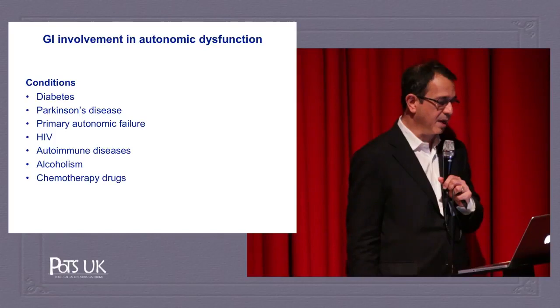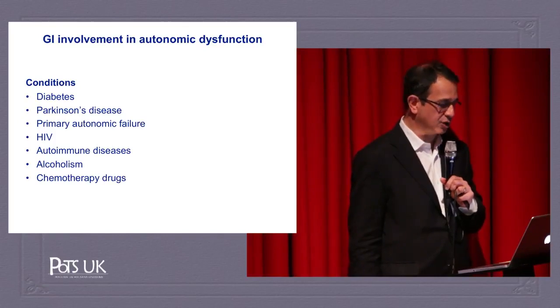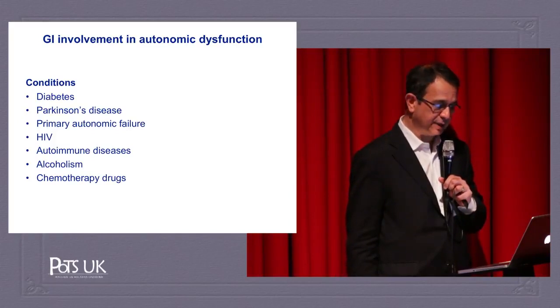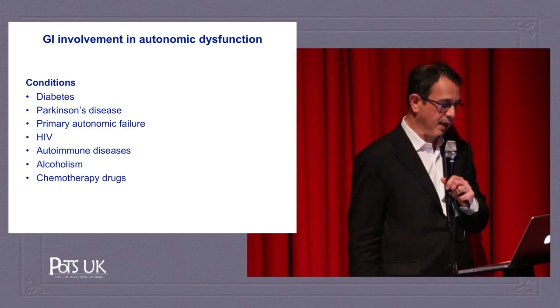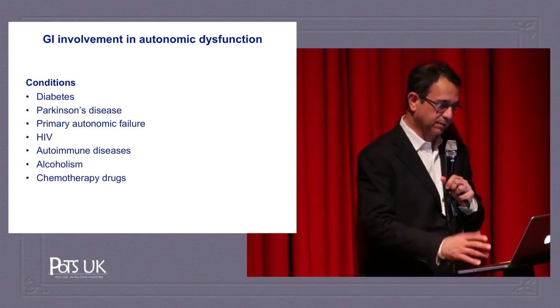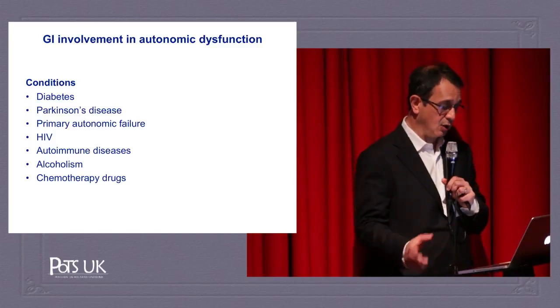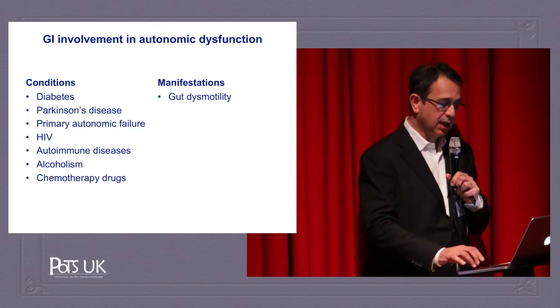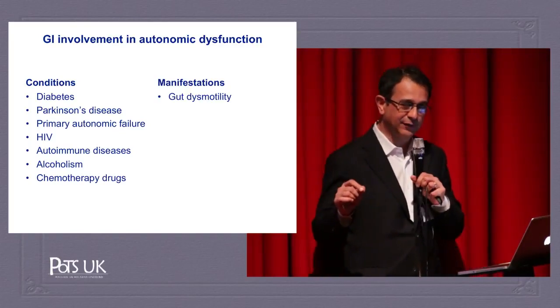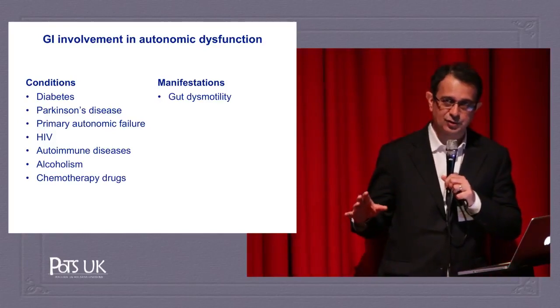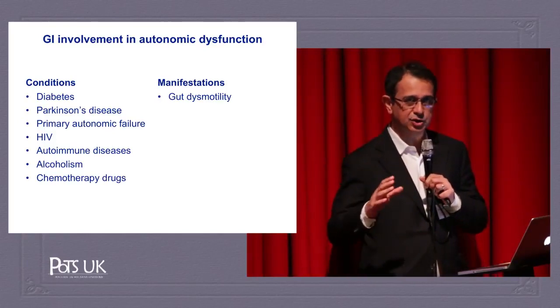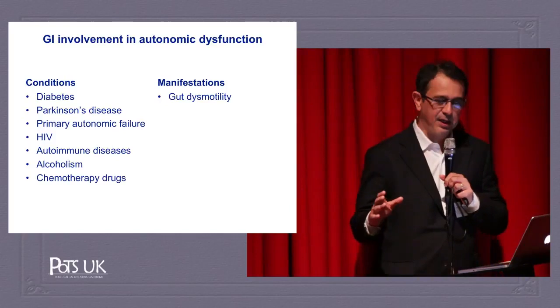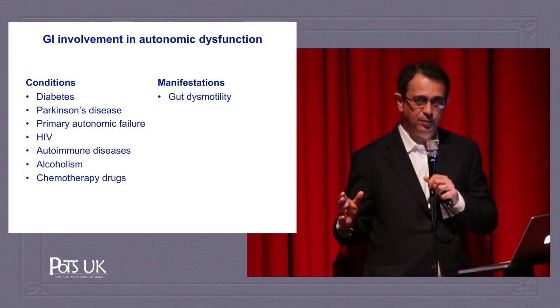There are primary autonomic failure conditions where you cannot really identify a cause, but they produce very devastating symptoms in the gastrointestinal tract and elsewhere. HIV, autoimmune diseases, alcoholism, chemotherapy-induced drugs, and of course autonomic dysfunction has been demonstrated in POTS as well. In some of these conditions, the clinical manifestation is quite profound gastrointestinal dysmotility.